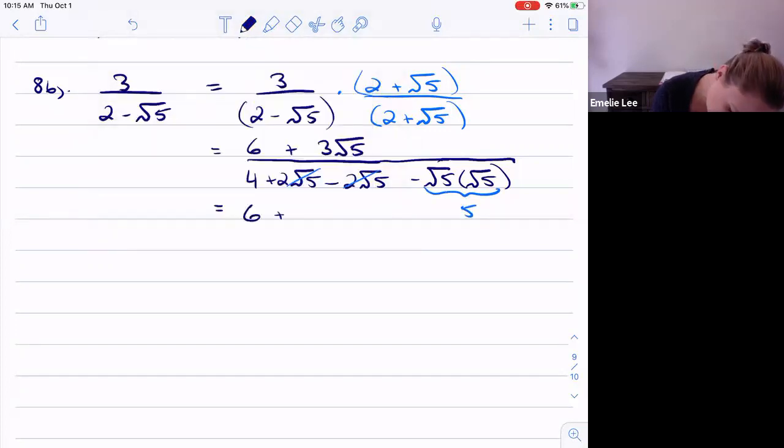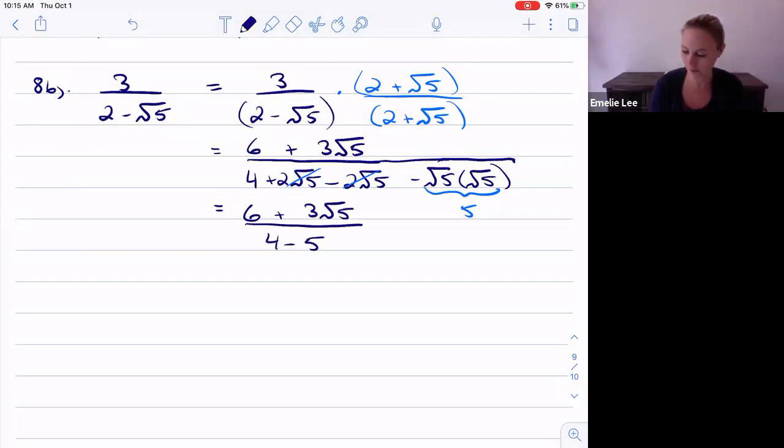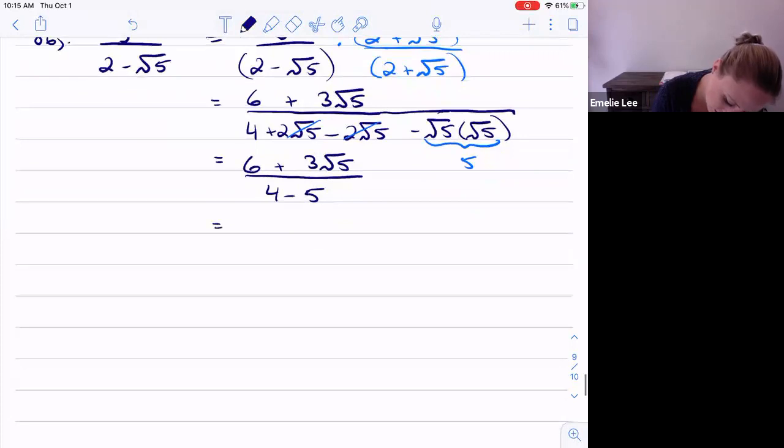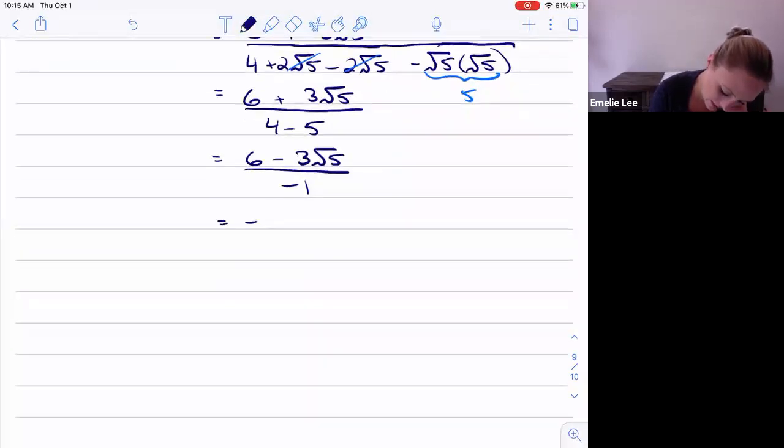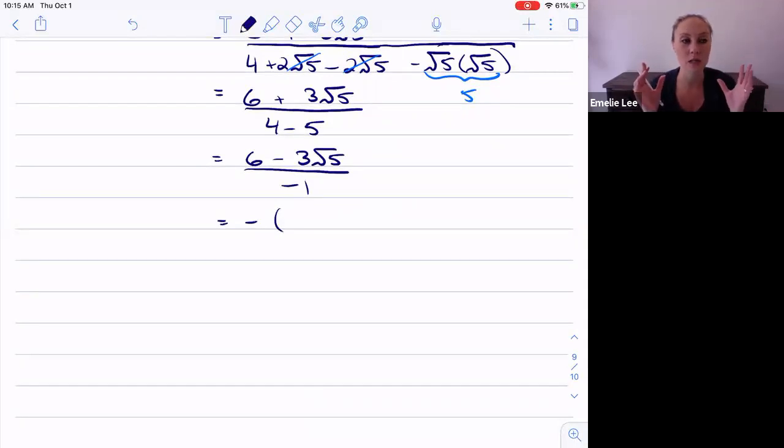So I get 6 plus 3 root 5 over 4 minus 5. 4 minus 5 is negative 1. 6 minus 3 root 5 divided by negative 1. I don't want to write it like that, right? Over negative 1, I would have to put this negative out front here, right? And then I can get rid of this denominator. So now I'm out of fraction town. So now I have negative all in brackets, right? So when you bring that negative from the denominator up, you have to multiply it all by negative 1.